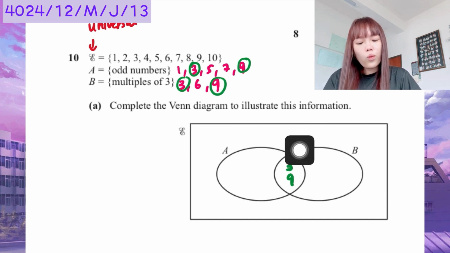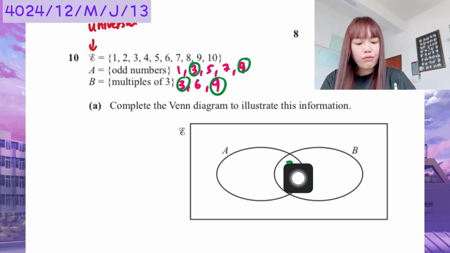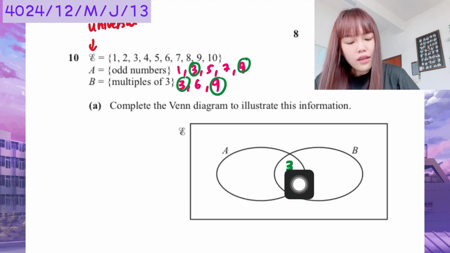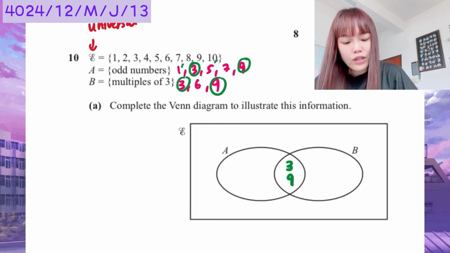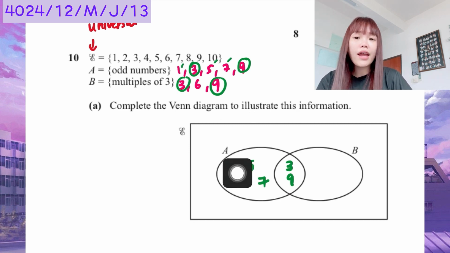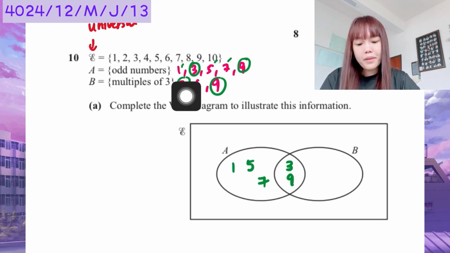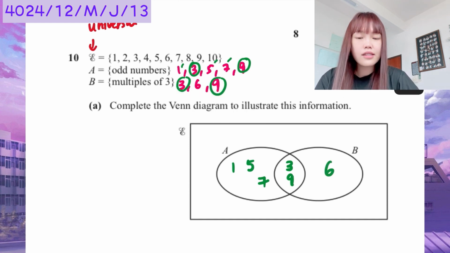Okay, then we look at A. A is 1, 3, 5, 7, 9. 3 and 9 are already inside A and also overlapping with B. The ones left over here will be 1, 5, and 7. So 1, 5, 7, you can write anywhere in here. And then you look at B, which is 3, 6, 9. So the leftover here is 6.